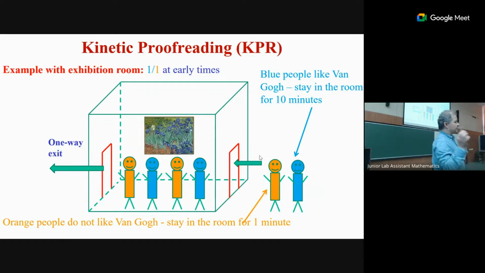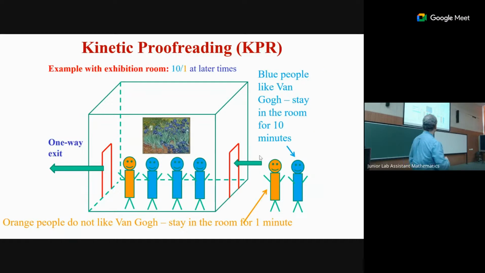And let's say 50% of students like Van Gogh, 50% of students do not like Van Gogh. And the administration said the rule is, if you like Van Gogh, you can stay 10 minutes in the room where this painting is. If you don't like it, 1 minute. So the blue people like Van Gogh, orange do not like. And you have the room, people enter, exit, enter, exit.